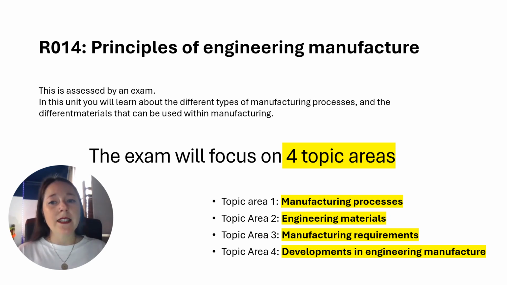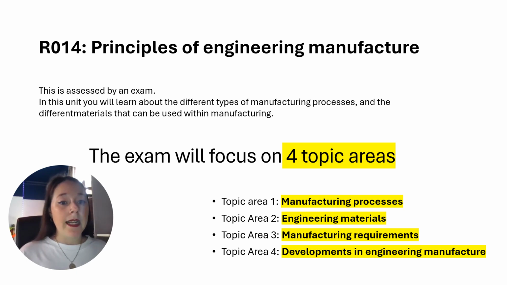So Principles of Engineering Manufacture. This is assessed by an exam. In this unit, you will learn about the different types of manufacturing processes and the different materials that can be used within manufacturing. The exam will focus on 4 topic areas. So topic area 1, manufacturing processes, 2, engineering materials, 3, manufacturing requirements, and 4, developments in engineering manufacturing. So it's knowledge that you would apply if you went on to do further studies or working in industry.